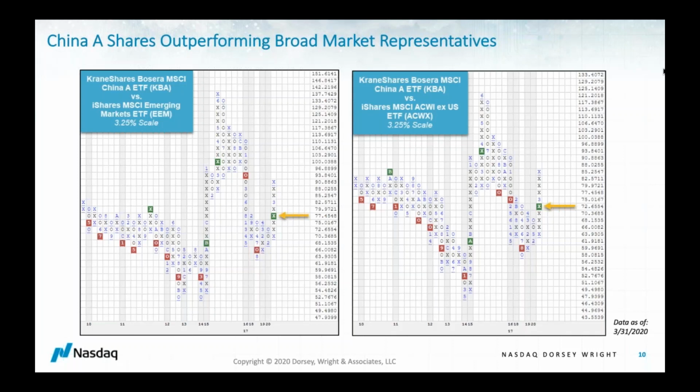And we've seen a very similar picture over the broader international space as well, through KBA against the ACWX, the broader all-country ex-US fund. Very similar picture: moving lower in February, reversing higher at the end of February, giving that relative strength buy signal, I believe, on February 27th, and continuing to demonstrate that outperformance over the past several weeks, leading to its current position, a very high column of X's. Both the longer-term buy signal is positive, and the near term is in a column of X's demonstrating that positive movement as well.